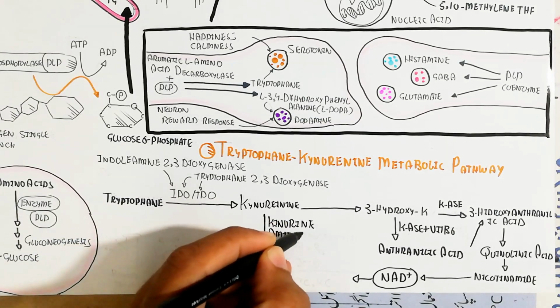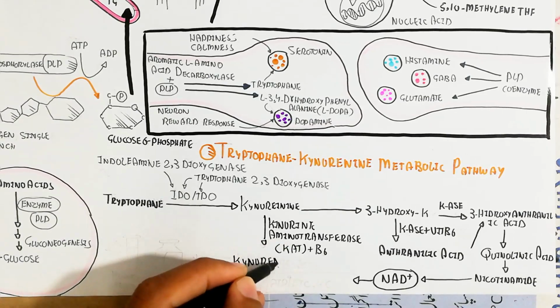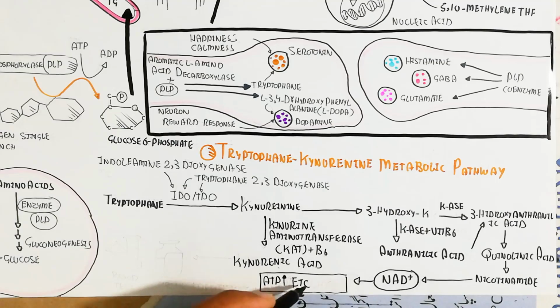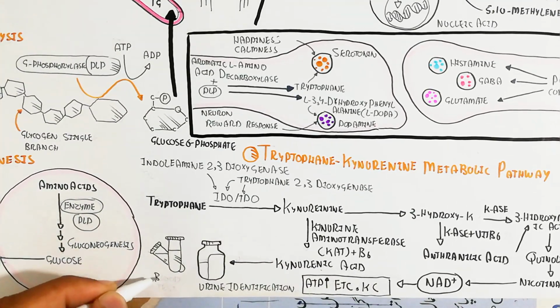NAD plus is very important. This production will increase the Krebs cycle, electron transport chain and ATP, and in this way the energy production. That is why it is the metabolic energy production process. In this way the ATP is produced.